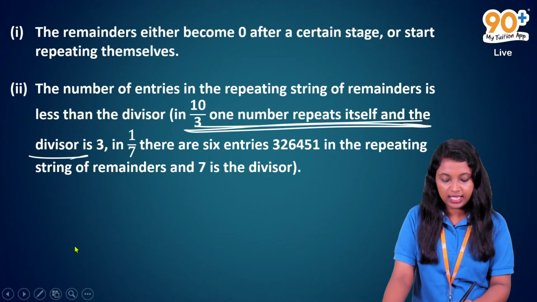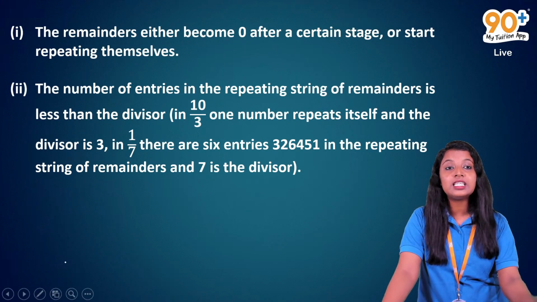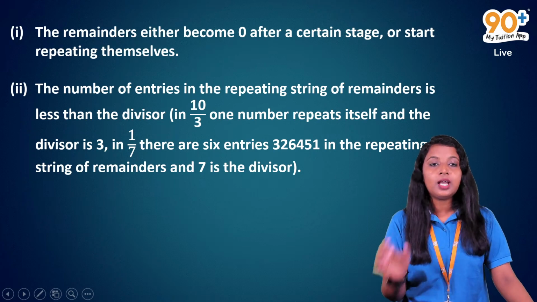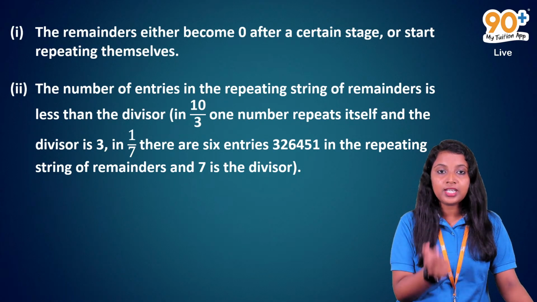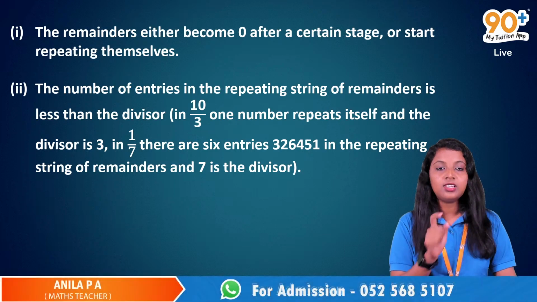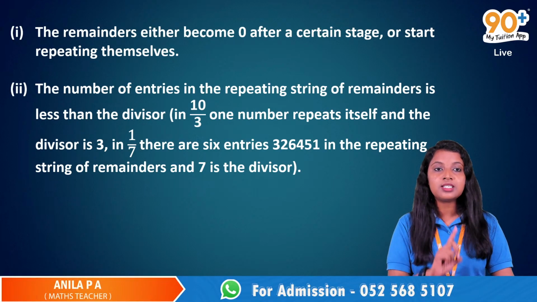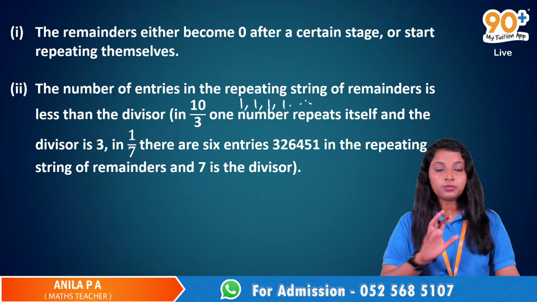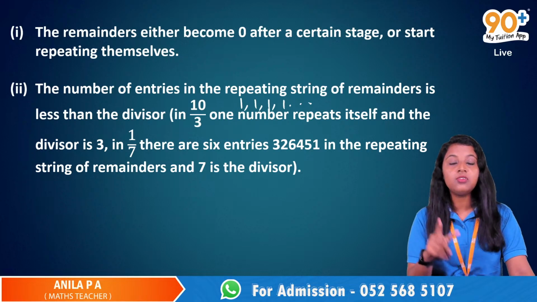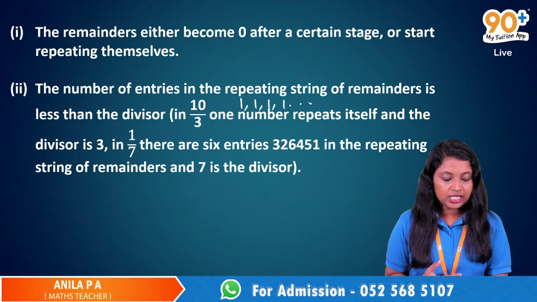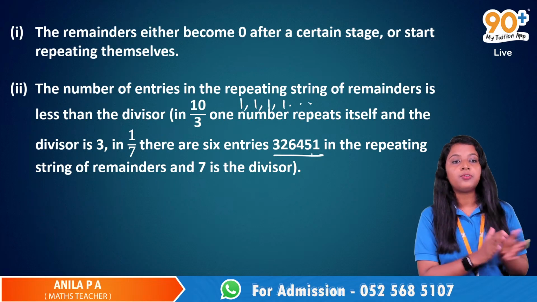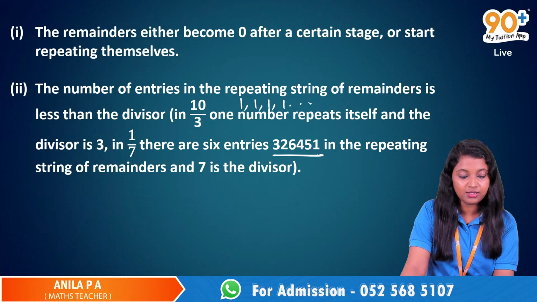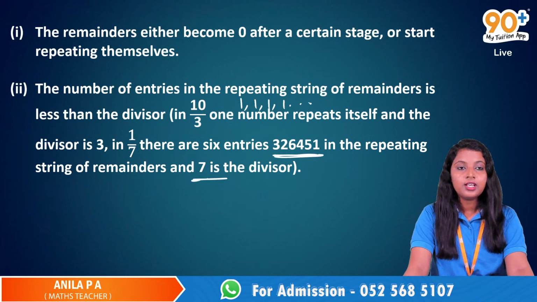So that is the second statement. The number of entries in the repeating string of remainders is less than the divisor. In 10 by 3, only one number repeats itself; we got the remainders as 1, 1, 1, 1, 1. In 1 by 7, 6 entries, 3, 2, 6, 4, 5, 7, were the remainders, and these 6 remainders were repeating, and the divisor was 7. So 6 is less than 7.